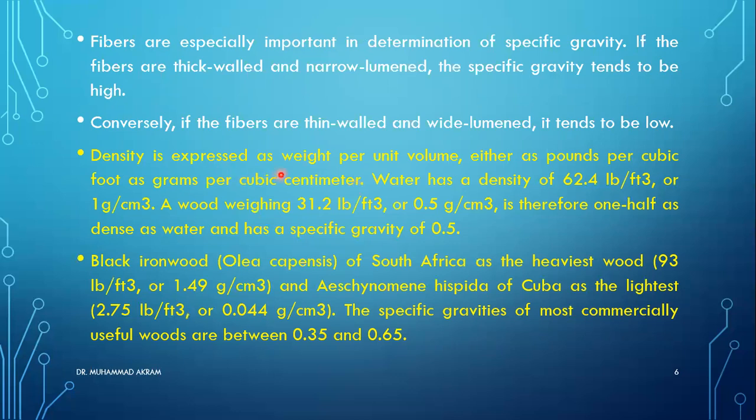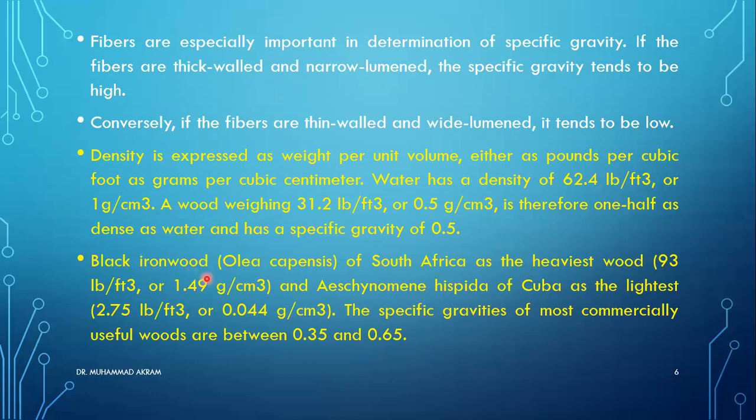Density is expressed as the weight per unit volume, either as pounds per cubic foot or grams per cubic centimeter. Water has a density of 62.4 lb per cubic foot or 1 gram per cubic centimeter. A wood weighing 31.2 lb per cubic foot or 0.5 gram per cubic centimeter is therefore one half as dense as water and has a specific gravity of 0.5.